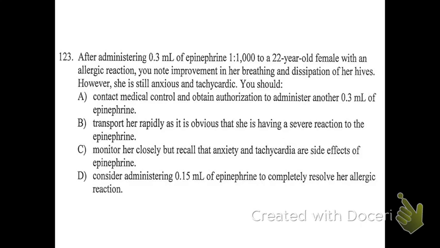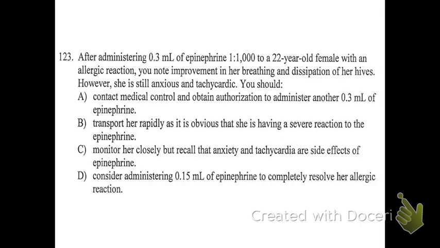Okay, so going down the choices. Well, actually, let's look at the question first. She was having an allergic reaction. We can assume anaphylactic because the question implies that you gave epi. You note improvement in her breathing and dissipation of her hives, which are two classic things related to anaphylaxis. However, she's still anxious and tachycardic. Okay, so at this point, does she need more epinephrine?